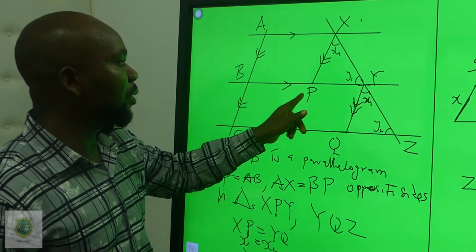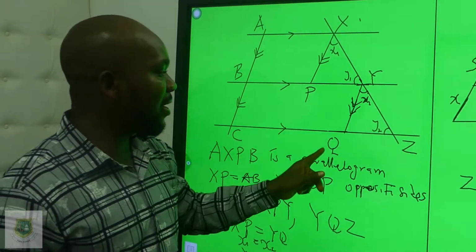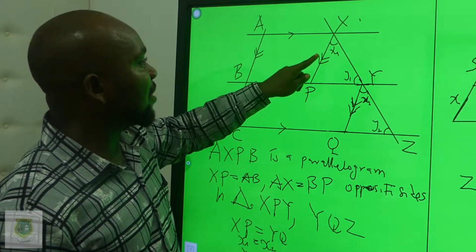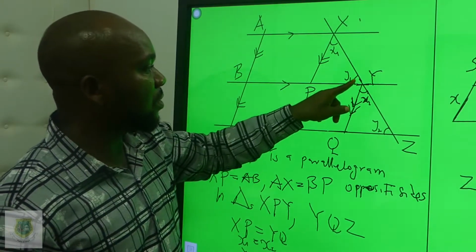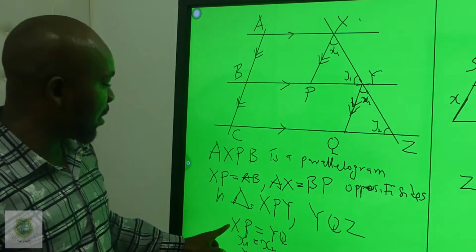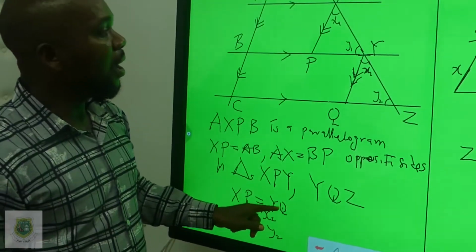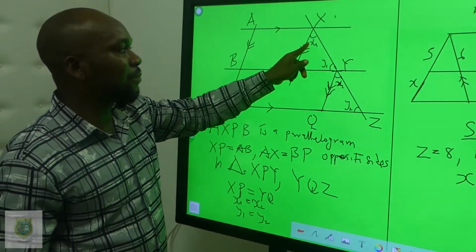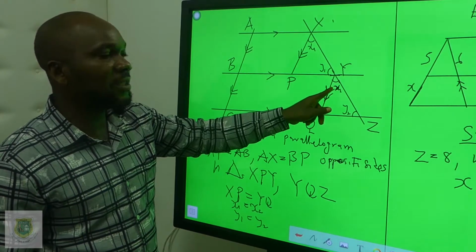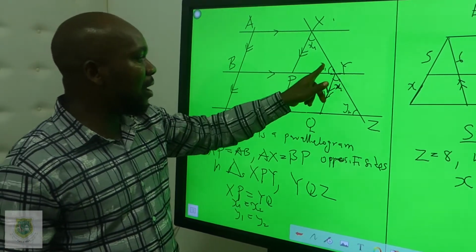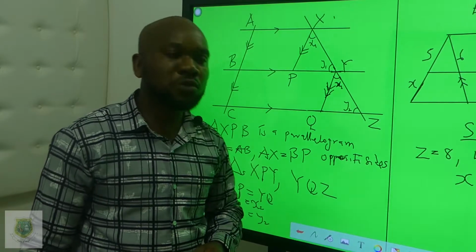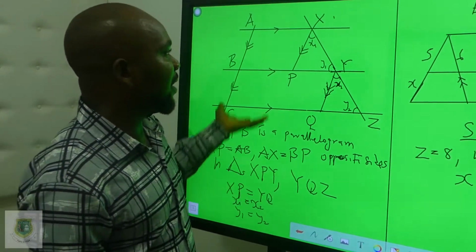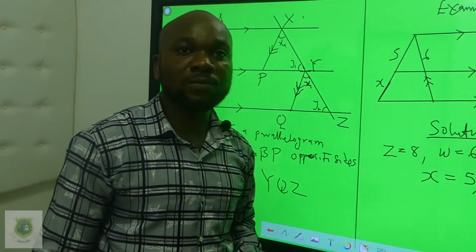Under that condition, you see we have two triangles here: triangle XPY and triangle YQX. In these two triangles, look at the sides. XP is equal to YQ. Look at it here. And if it is so, which means that angle X1 should be equal to X2, and Y1 should be equal to Y2. Then let us apply this in solving an example.